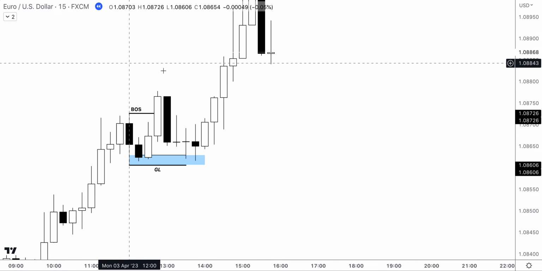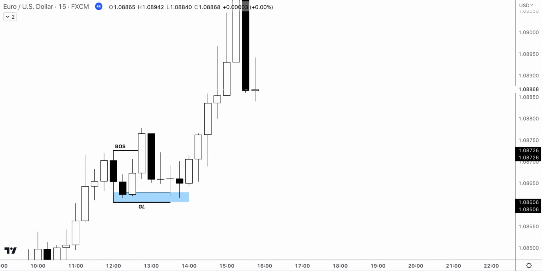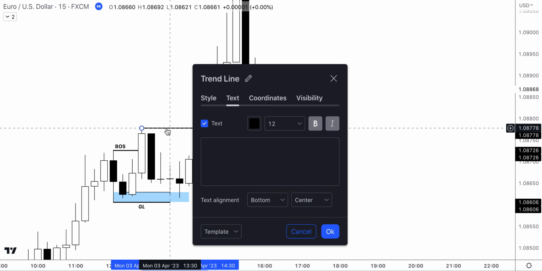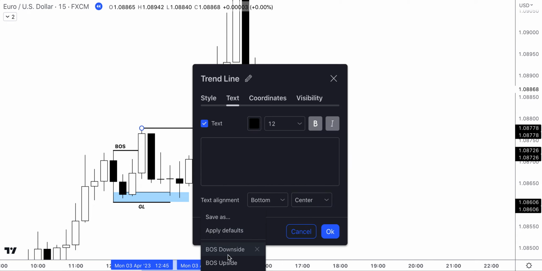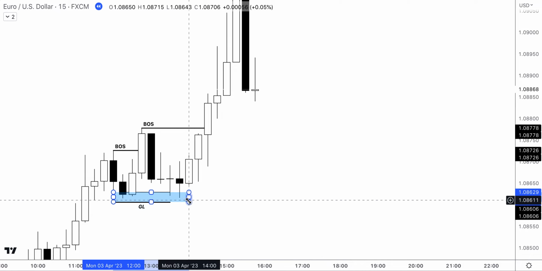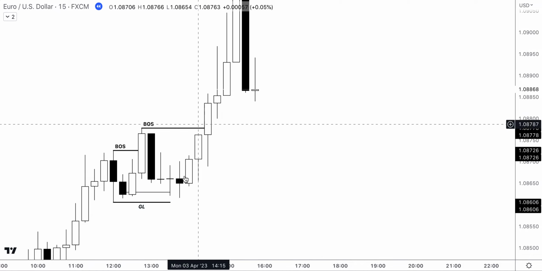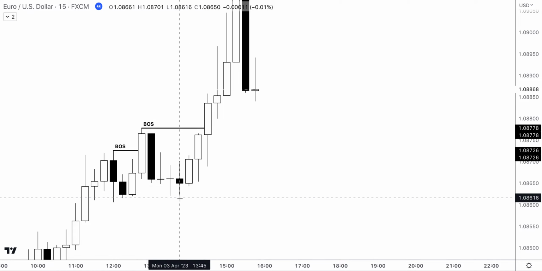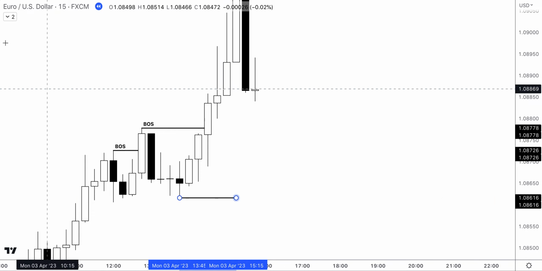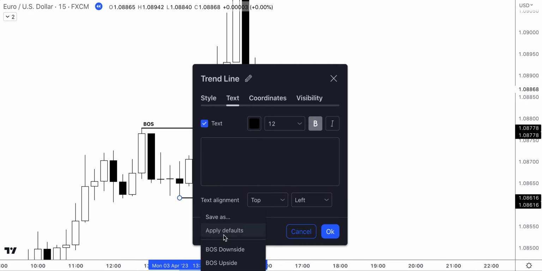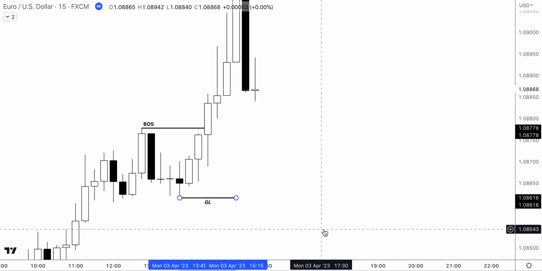Let's just remove the drawings in a second here. So we have another clear break to the upside. You can mark that on. We can then mark on our new guarded low. So once we have a new break, we can mark on our new guarded low, which is here. Let's get rid of the other break of structure just for simplicity. So our new guarded low is here.